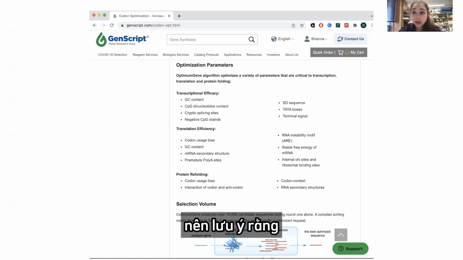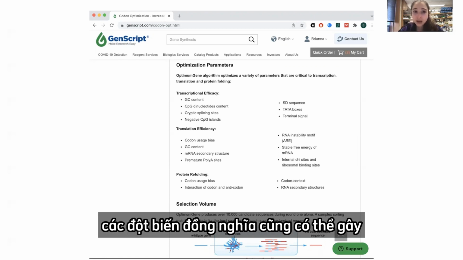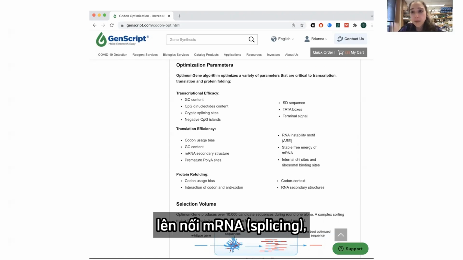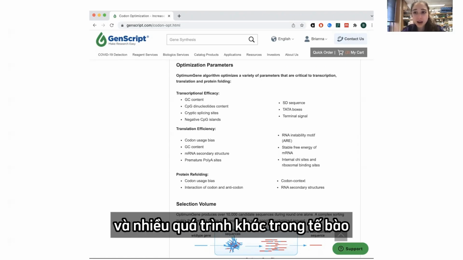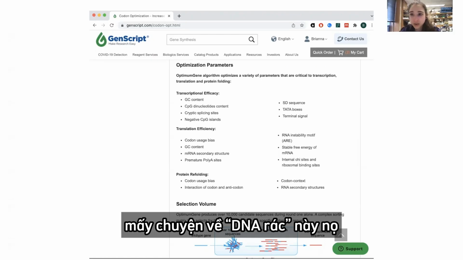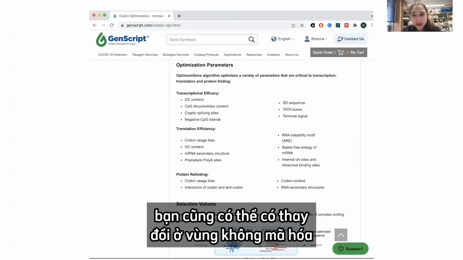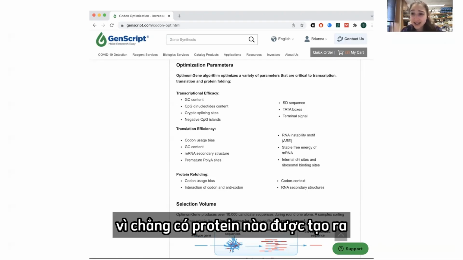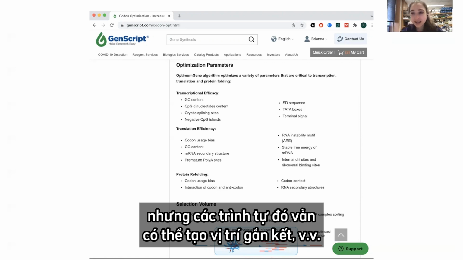But it's also important to note that synonymous mutations can also have consequences on things like protein expression, splicing, and various processes in cells. And so, all the stuff about junk DNA and that sort of thing. So you could also have changes in non-coding regions. So you don't even talk about having a synonymous mutation there because there's no protein being made. But these sequences can still make binding sites and various things.